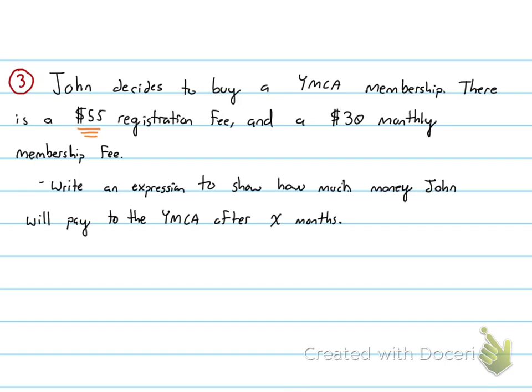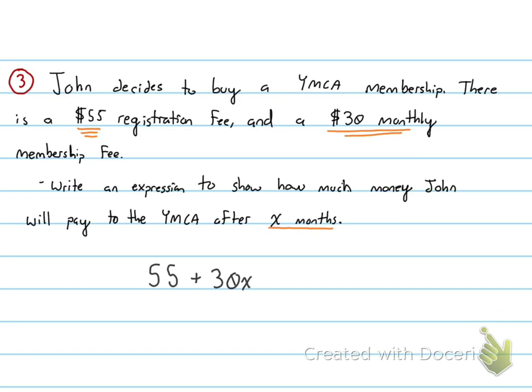Looking at this, we're going to start with that $55 registration fee. When he walks into the Y, he's going to pay that $55. After that, we're going to add that monthly fee every month that he stays a member. So I'm going to do plus 30, and I'm going to write 30x because I'm going to do 30 times however many months he's a member.